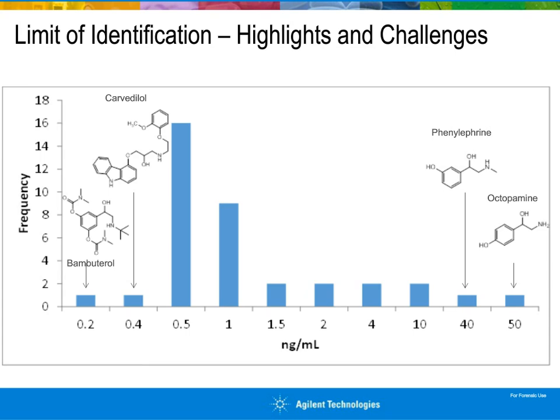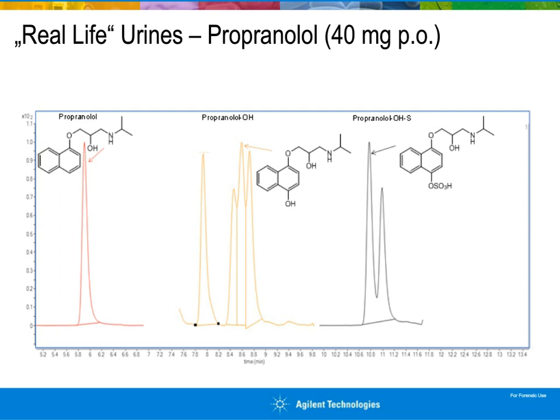If we look into real life samples, and these are not synthesized metabolites, this is really from excretion urine, then you can see propranolol, and here you can see up to 4 hydroxy metabolites. This one we could identify because we had a reference compound, and you can also see that we get 2 sulfates where we can also identify this one because we did synthesize the sulfate in the laboratory and had a retention time reference for that particular sulfate.